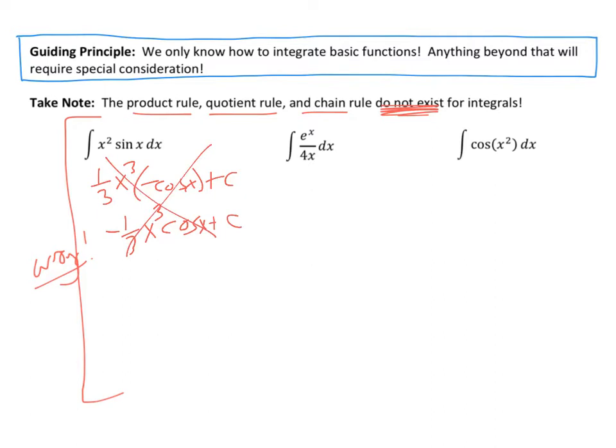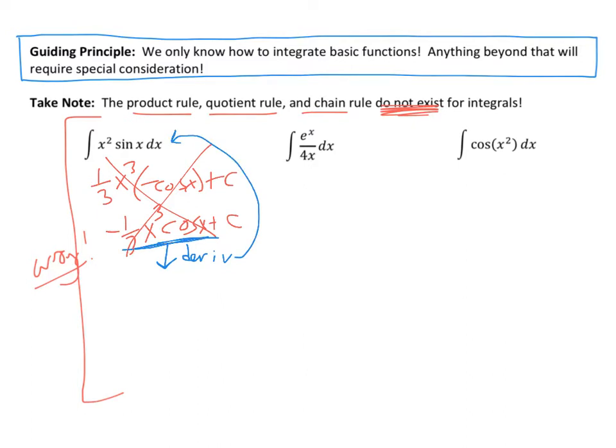This is completely wrong. And if you want to be convinced of why that's wrong, I'm only going to do this for this one. A way that I could convince you that this is wrong is if this was the antiderivative, which it's not, I should be able to take its derivative and get back to the original function.